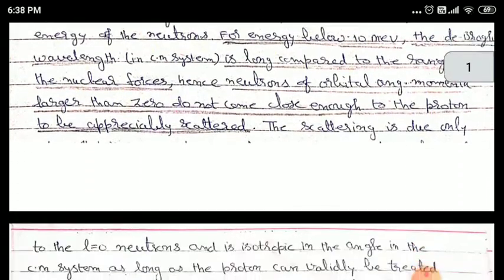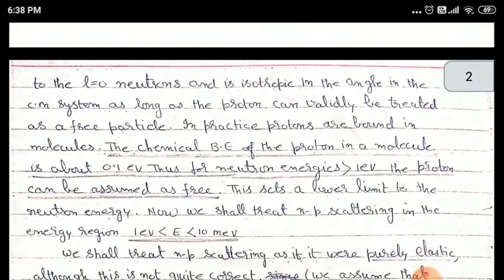So the scattering is due only to the L equal to 0 neutrons, and also it is isotropic in the angle. It means all the neutrons which are scattered, basically they are scattered equally in all directions in the center of mass system.